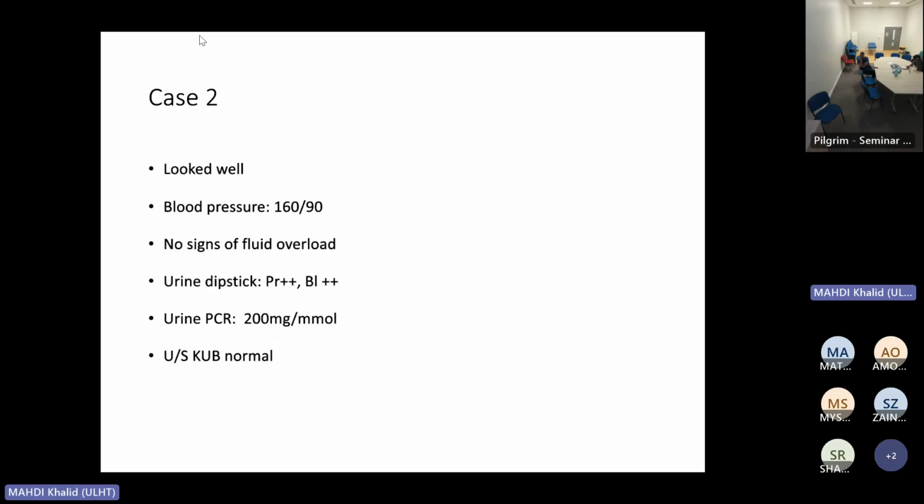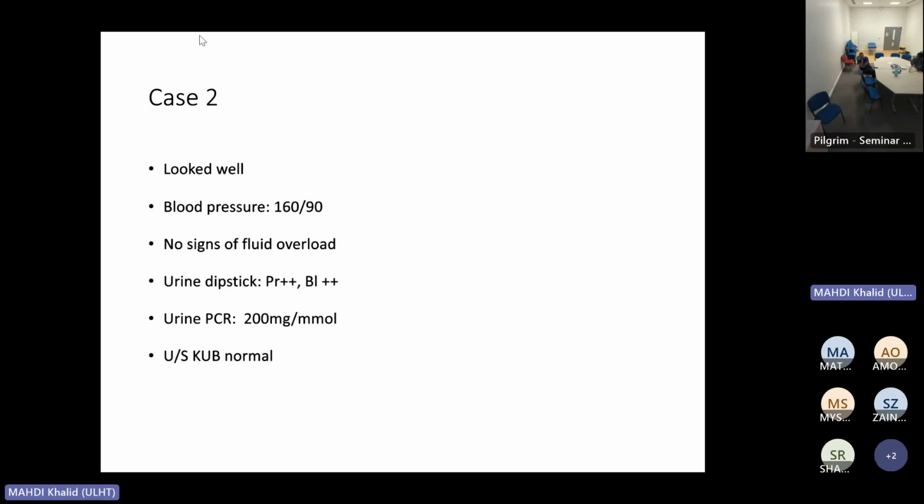But then these were your findings. Hypertensive, well, we know that already. Has blood and protein in his urine. It's got a urine PCR of 200. Is not nephrotic. It's high, but not nephrotic. It's fine. Got a normal ultrasound scan.